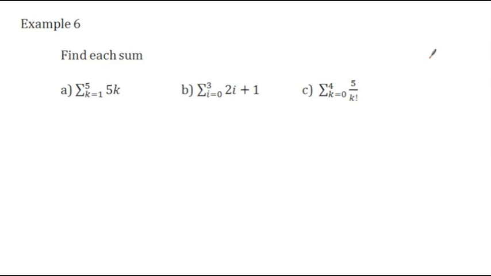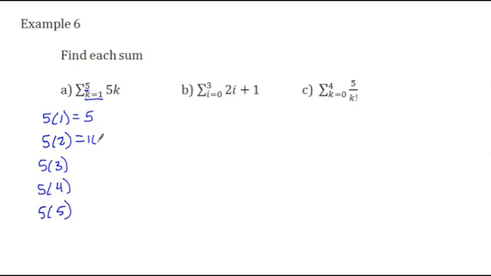So let's find the sum of each of these. Okay. So what we have, we're going to start at 1. We're going to go to 5 for 5k. Okay, so 5 times 1, 5 times 2, 5 times 3, 5 times 4, and 5 times 5. So what we do is just multiply those out.